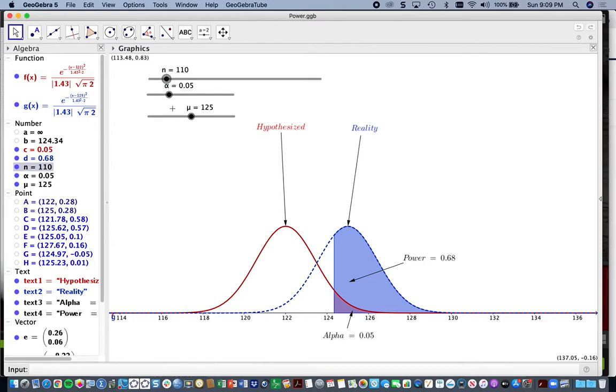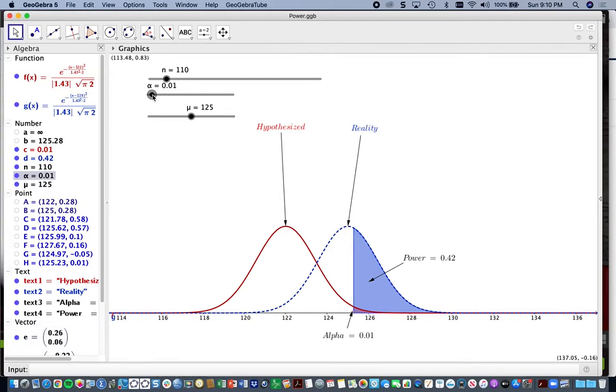And then let's say we wanted to change the alpha level. If we change the alpha level from 5%, let's say to 1%, this purple region is going to get smaller. We're going to be looking at the top 1% instead of the top 5%. If I do that, you'll notice also that the power is going to go down, and it goes down just because this line slides over.